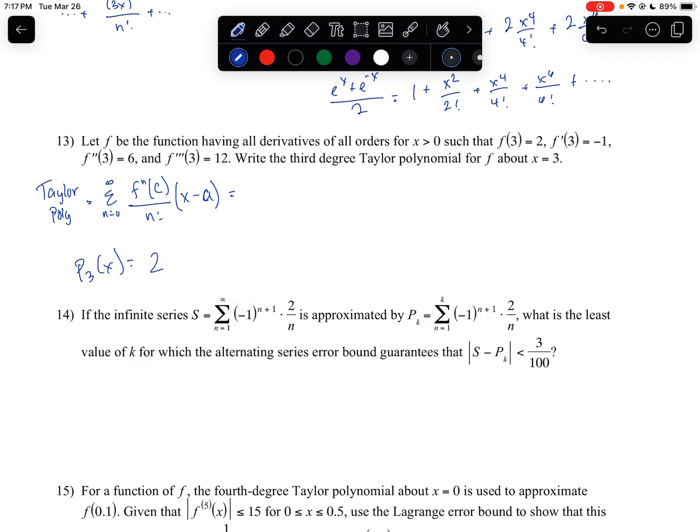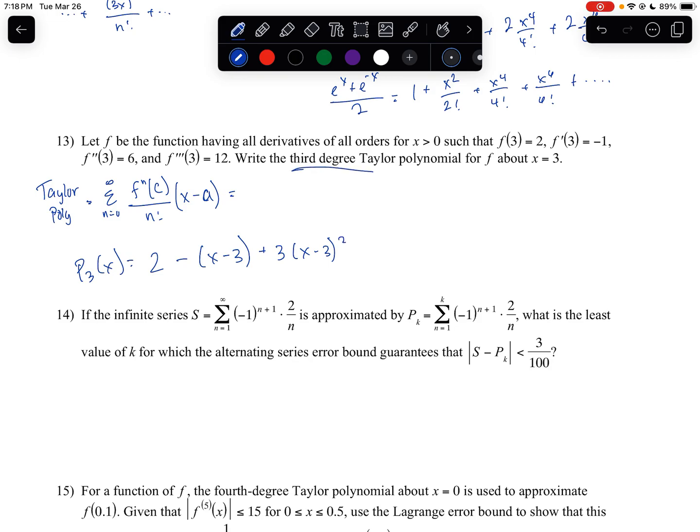Okay, then, what's the first derivative at 3? Negative 1, so I know this is going to be subtraction, over 1 factorial, which is just 1, times x minus 3 to the first power. So I'm just going to say x minus 3. And we just keep building. So then it's going to be plus 6 over 2 factorial. Well, 6 over 2 factorial is just going to be 3, times x minus 3 squared.